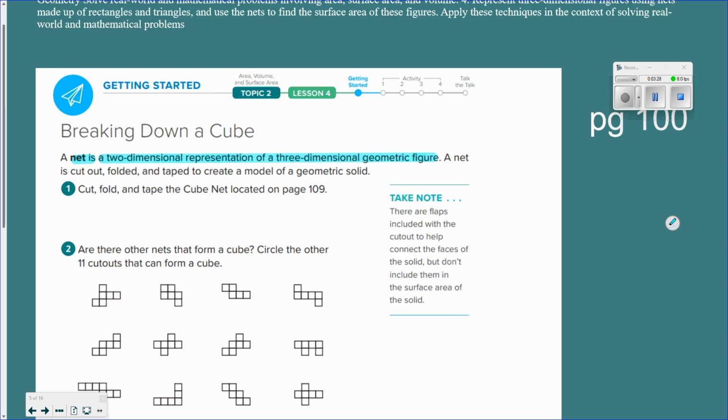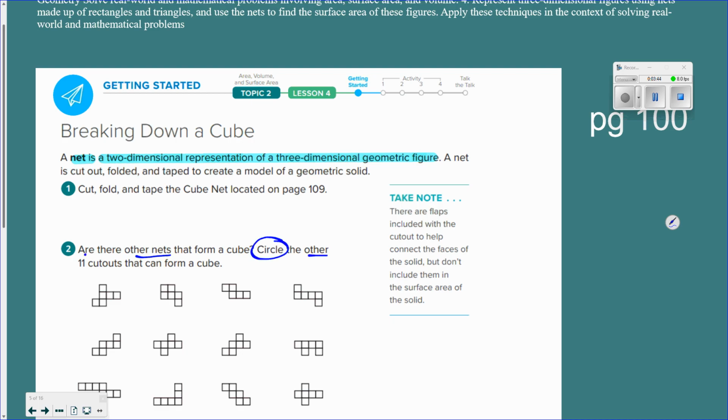So what we're going to do today, we're not actually going to do number 1. Instead, we're going to go straight into number 2, which is there are other nets that form a cube. You need to circle the other 11 cutouts that can form a cube.